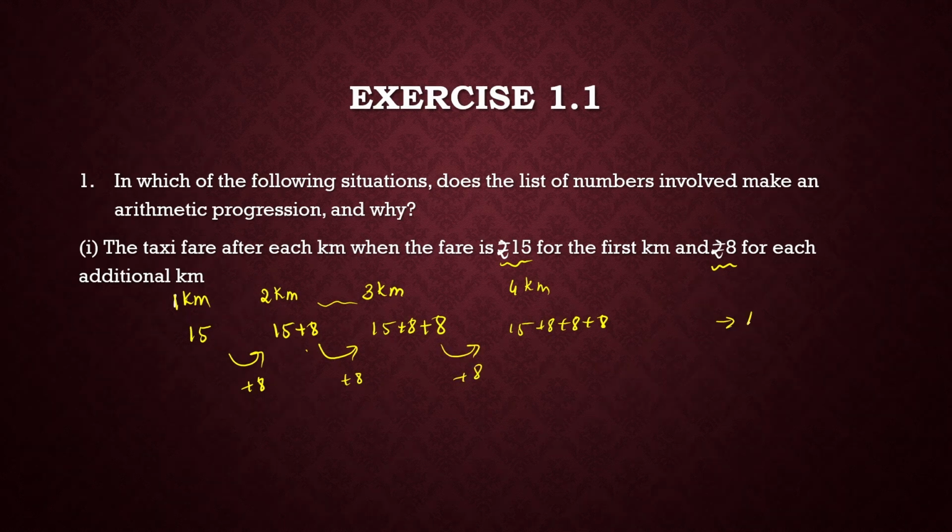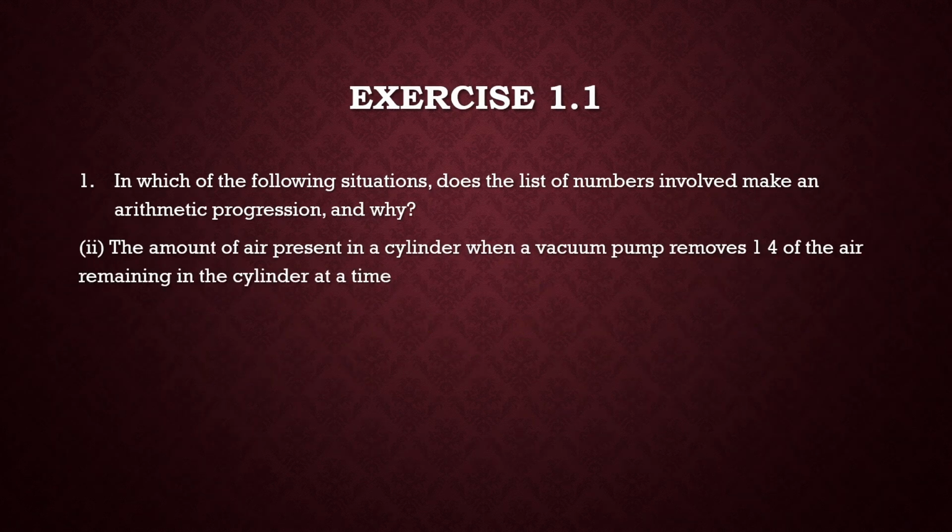So yes, this is forming an AP. What is the reason? The common difference here is equal to 8. And if the common difference is constant, then whatever be the case, it doesn't matter. If there is a common difference, then it forms an AP. Now let's move to the next question.